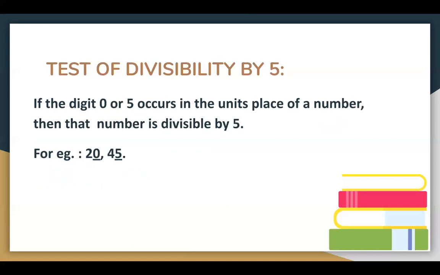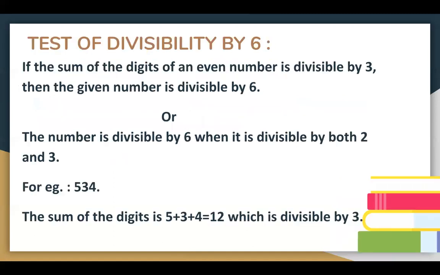Test of divisibility by 5. If the digit 0 or 5 occurs in the units place of a number, then that number is divisible by 5. For example, 20 and 45. In the number 20, if you observe, the unit place digit is 0, and in 45 the unit place digit is 5. Therefore, you can say 20 and 45 are divisible by 5. Let's see the next test.